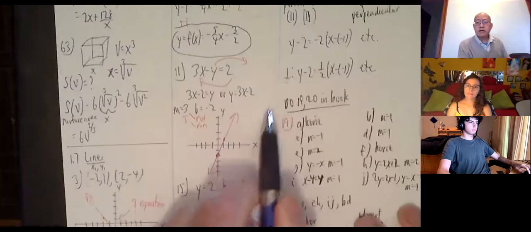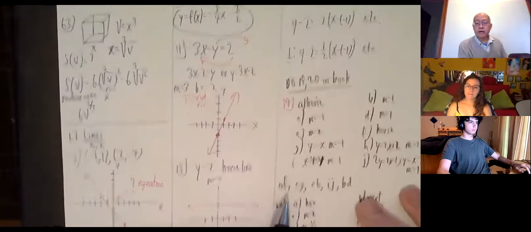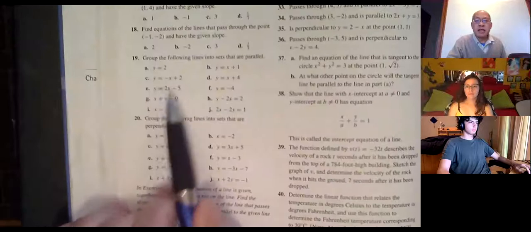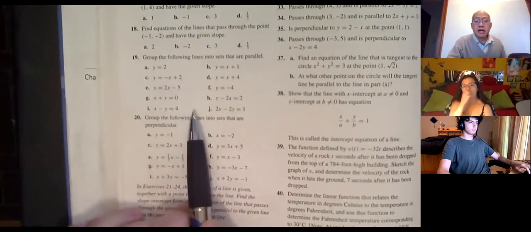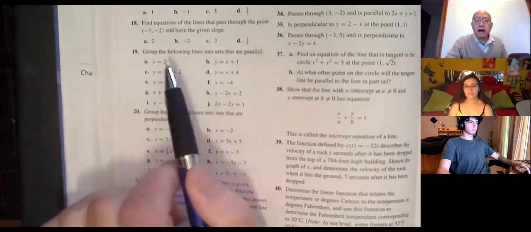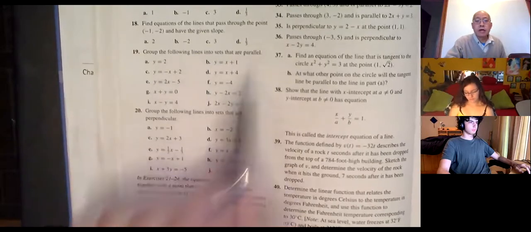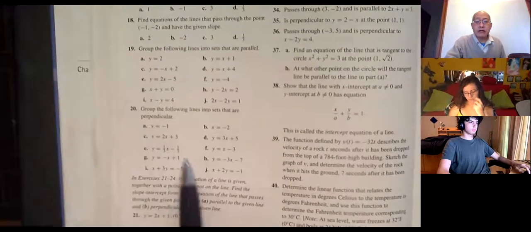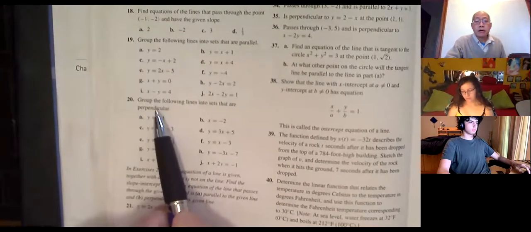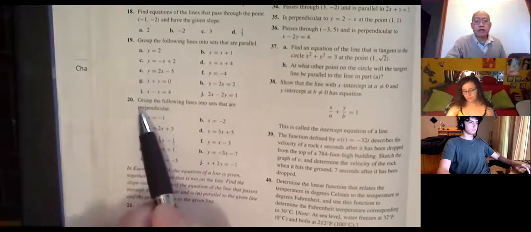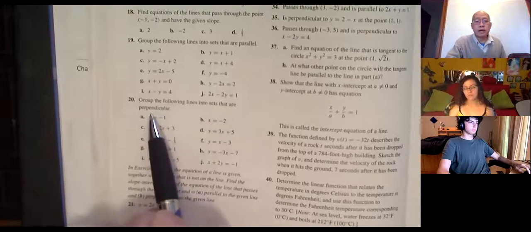All right, next I'm going to do 19 and 20 for you. They're a little bit unusual. It's sort of a matching problem. Let me show you what they say. Okay, for 19, they have A, B, C, D, E, F, G, H, I, J, 10 different lines. Group the following lines into sets that are parallel. And then 20, same thing, A through J, there's 10 of them. Group the following lines into sets that are perpendicular.